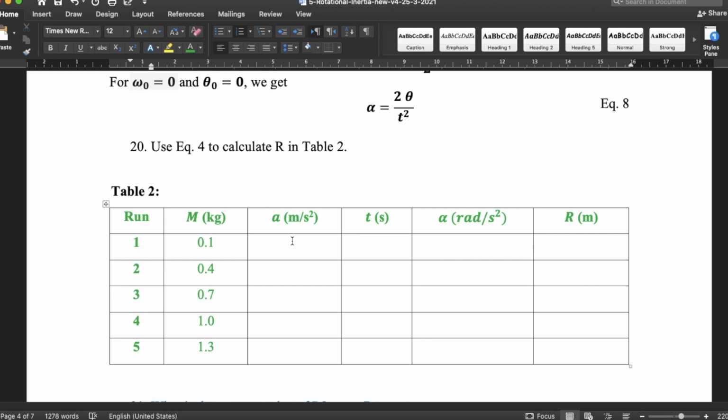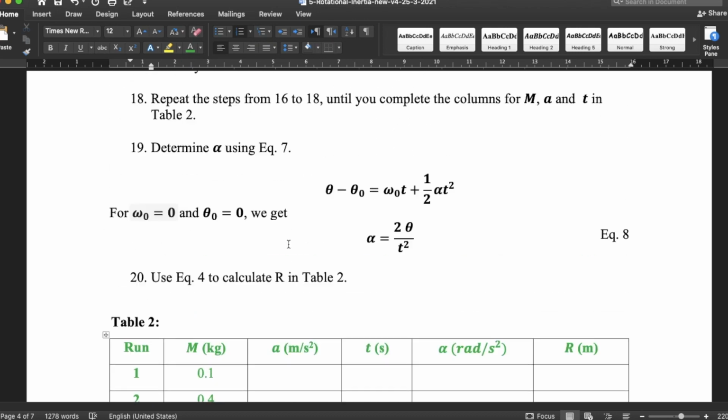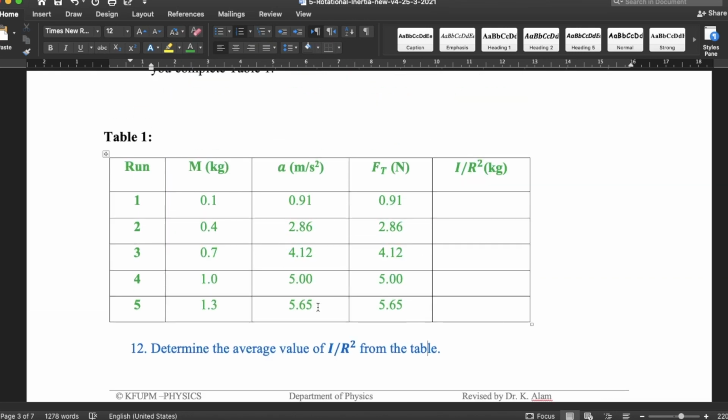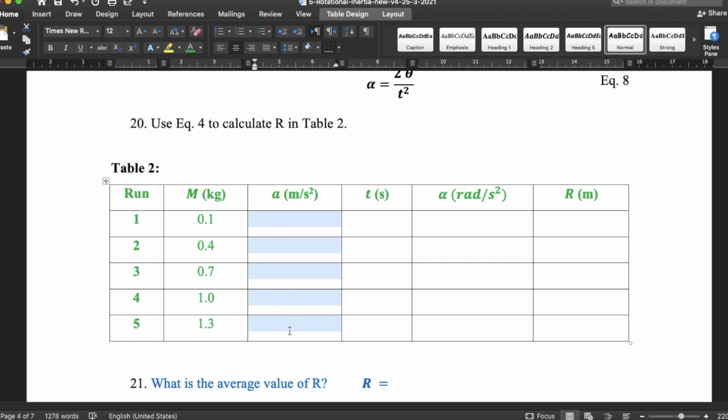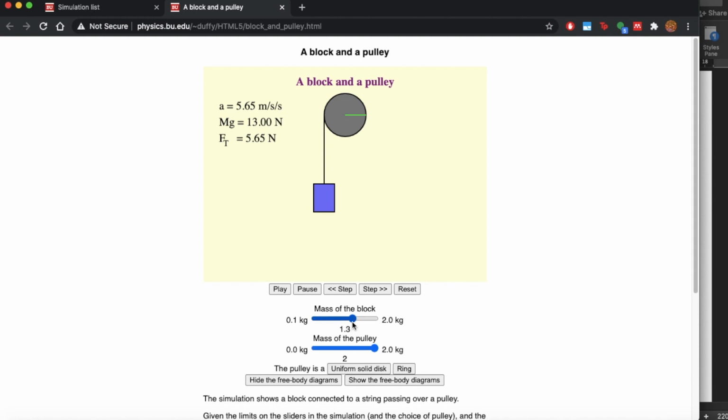So we already measured the values for the linear acceleration. Simply copy these values and paste them in table 2. Okay. Now open the stopwatch in your mobile phone. You cannot see mine. And go to the simulation. Set the mass of the block to the initial value.